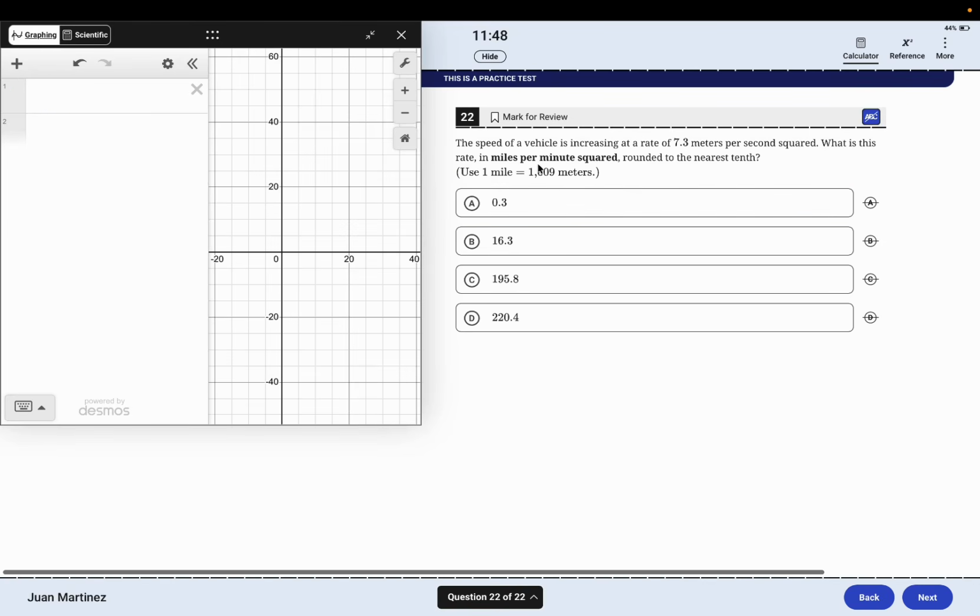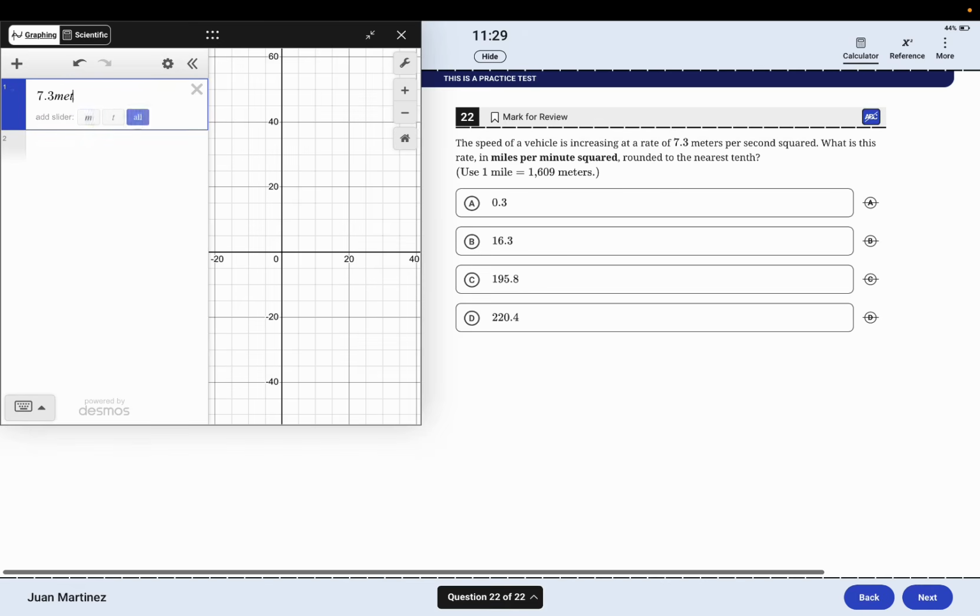So the speed of a vehicle is increasing at a rate of 7.3 meters per second squared. What is the rate in miles per minute squared? Okay, so for these ones, I would do it on my notebook, but I don't have a notebook. Let me just write it here in Desmos. So always with these conversions, I like to just write what it is.